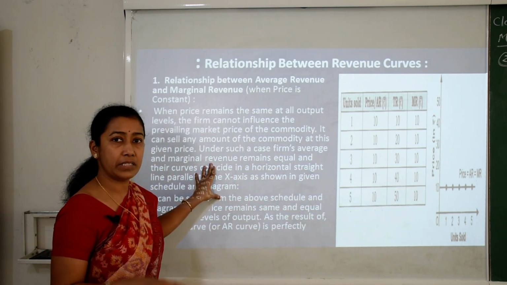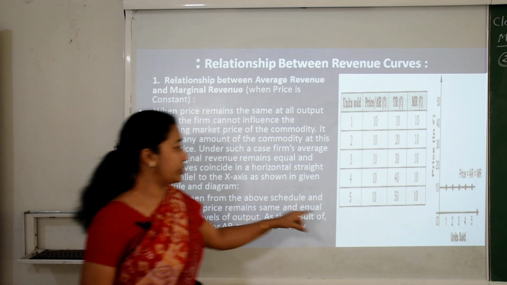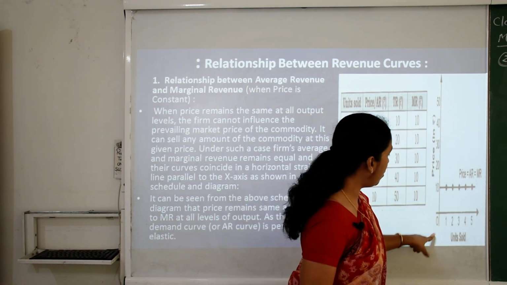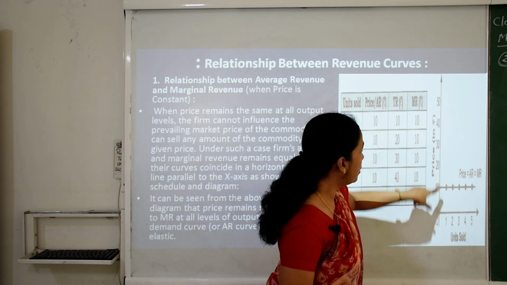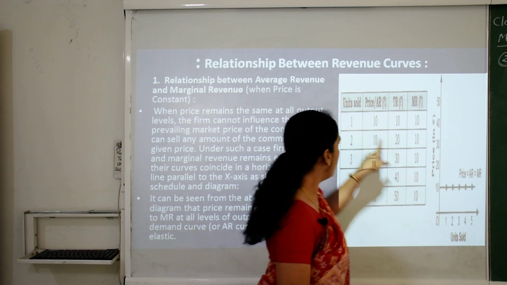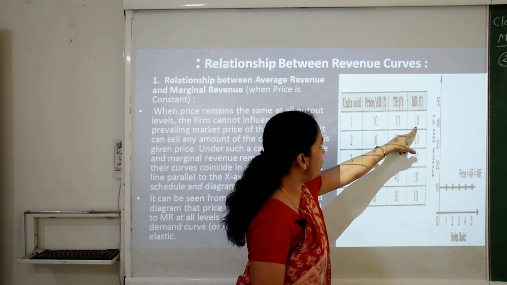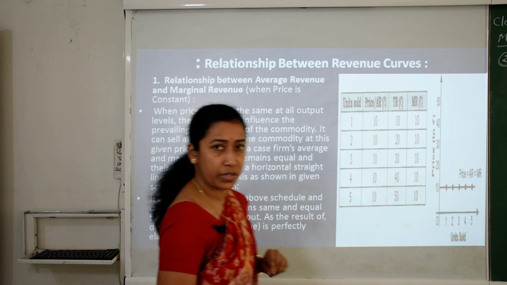Why? Because price is constant, their curves coincide in a horizontal straight line. Now, if we see the curve, this is the quantity or units which are sold and this is price. So, if price is the same, we can see price is equal to average revenue. Why? Because price and average revenue are the same. So, price is equal to average revenue is equal to marginal revenue.